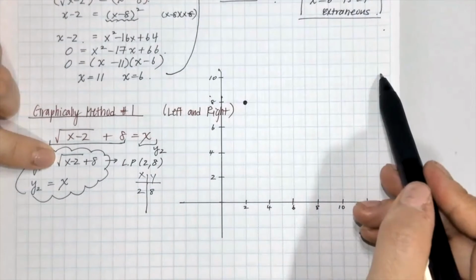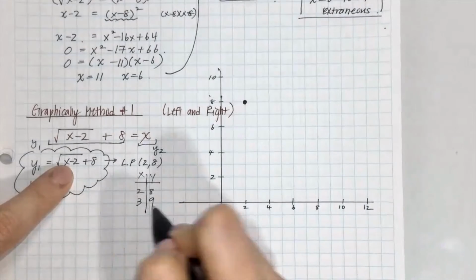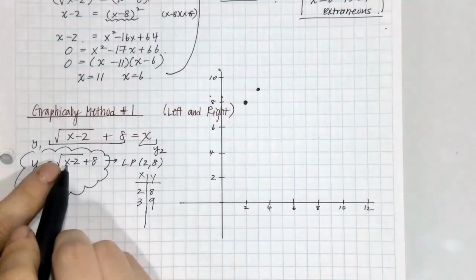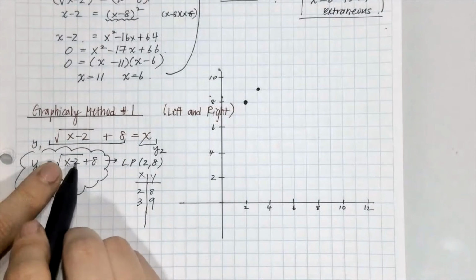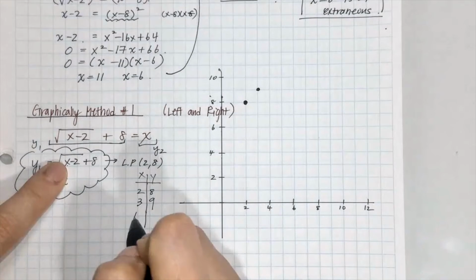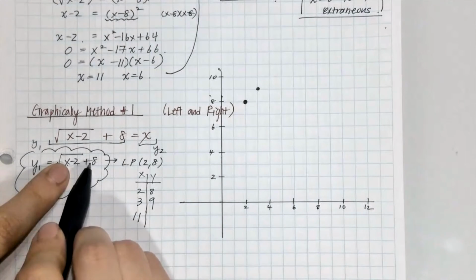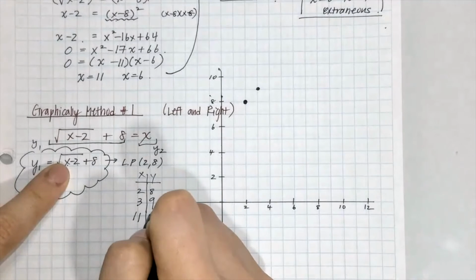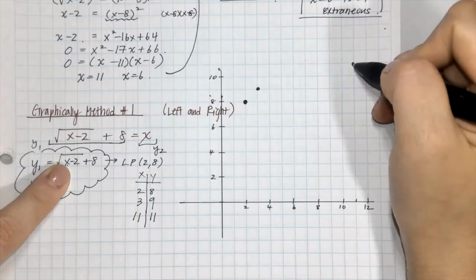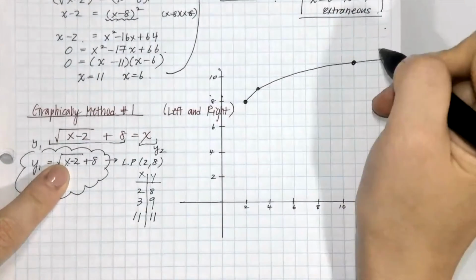So my graph is going this way, which means I can plug in a 3. And that's going to be a 9. So 3, 9. Can you do a 4? No, 4 wouldn't work because 4 minus 2 is a 2 and you can't square root 2. We can do 11 because 11 minus 2 is 9. Square root of 9 is 3, plus 8 is going to be 11. So 11. Right here, draw my graph. That's my first one.